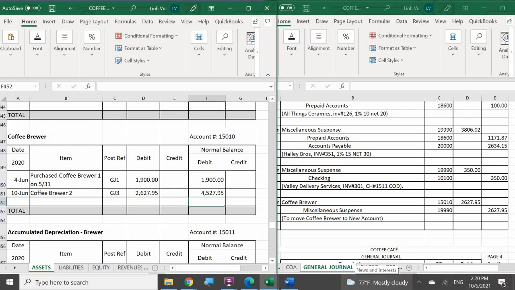Okay. So we're done with this one. Yes, because in this case, did we deal with anybody? Nope, we didn't have anybody else to deal with. This is an internal transaction, so no vendor, no customer, and nobody else was involved with this transaction of us moving the coffee brewer. All right. So in this case, let's see what's next.